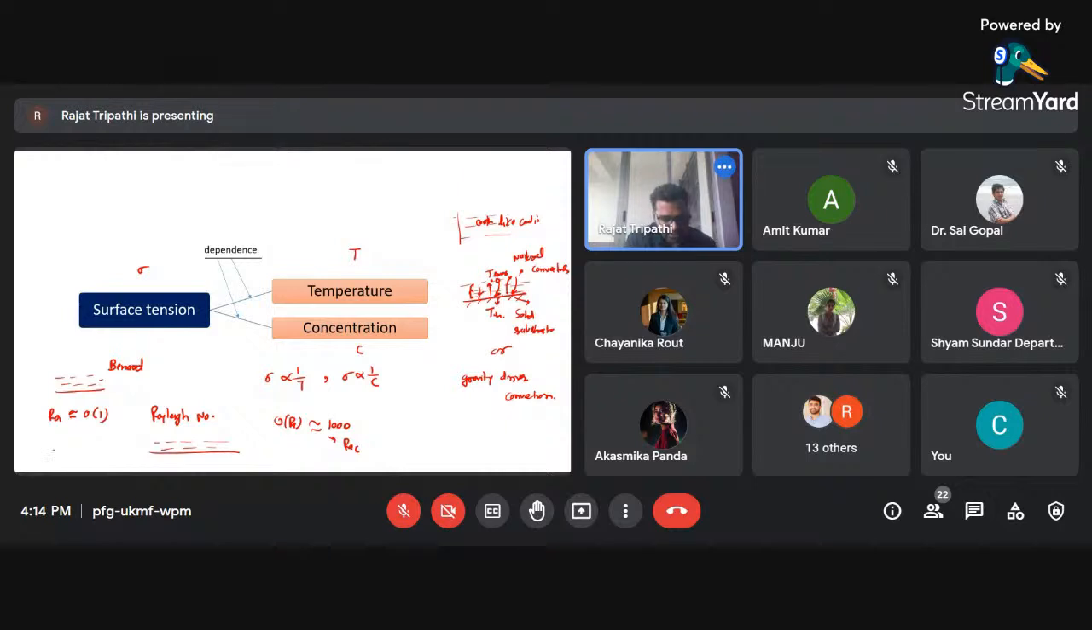Okay, and it is a known fact that Rayleigh number is directly proportional to the cube of thickness of the film. So if d is the thickness of the film, Rayleigh number is proportional to d cube. So if you take, let's say, d equal to 0.1, very small, then you see that the order of Rayleigh number is also very small. So even in such situations, the convection was still observed.